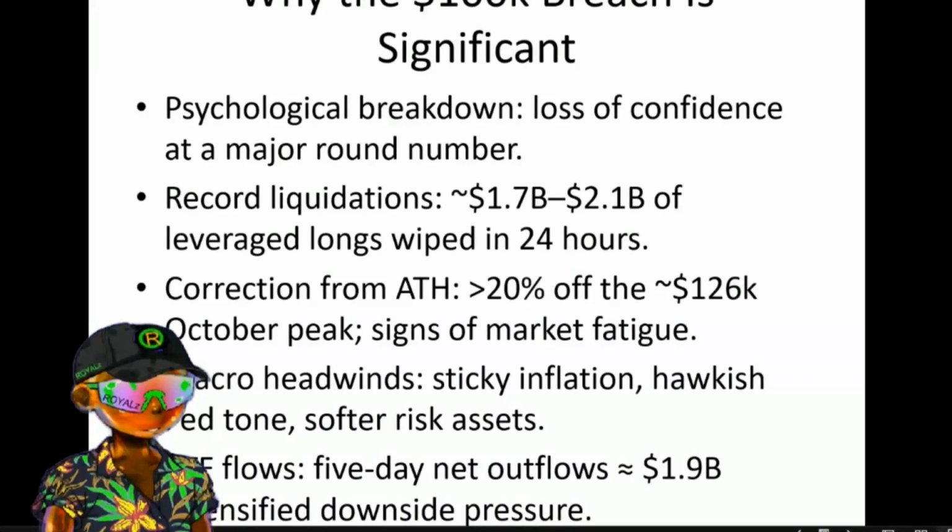So why the 100K breach is significant. The psychological breakdown, right? So we're going to see the mind share shift a little bit, right? The loss of confidence around a major round number. When Bitcoin got under 100, it's been comfortable at 100,000 for so long. Well, not really long, but to a lot of these traders and people with short-term TikTok brains, right? They think it's long, but essentially, it really hasn't been that long. But anyway, so they're losing confidence already, right?